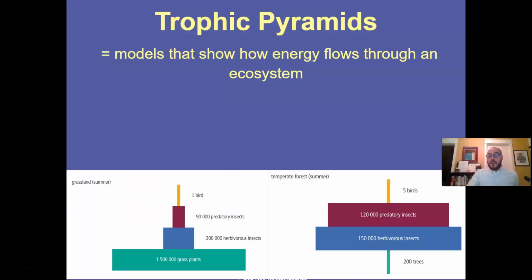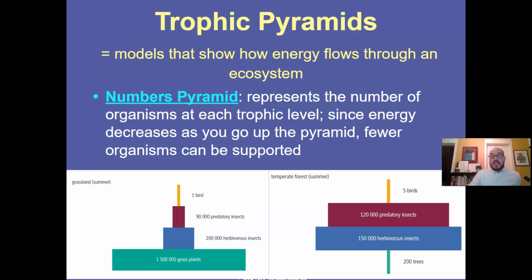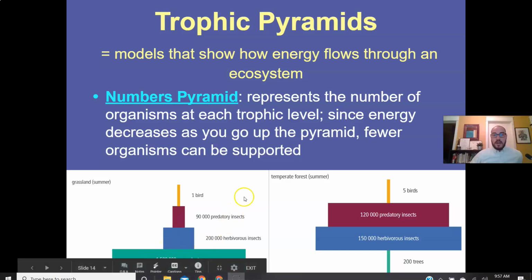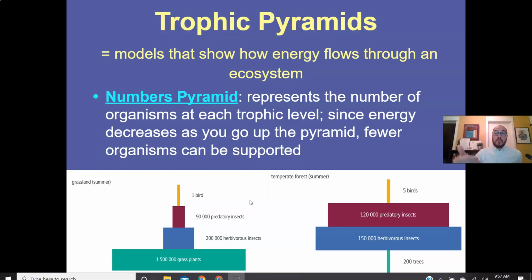And another way we can represent these ideas is through what's known as a numbers pyramid. So this is basically counting our population size. So this is going to represent the number of organisms that are going to be at each trophic level. One of the things I told you a couple slides ago is generally those numbers are going to get smaller as you go up. So if you look here, in a grassland, we have all of this grass, then there's going to be fewer insects, then fewer predatory insects, and then maybe only one bird is able to live.